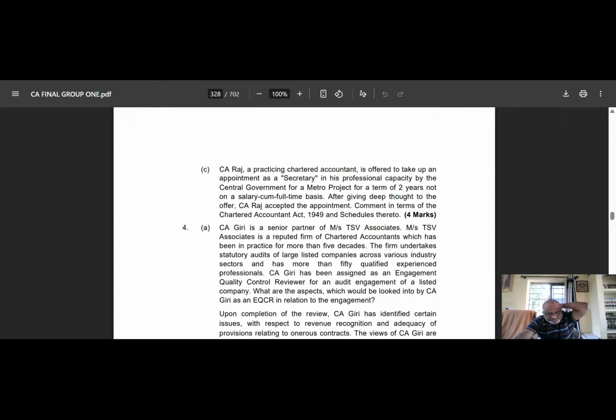Next question, question number 3 of C. CA Raj, a practicing chartered accountant, is offered an appointment as a secretary in his professional capacity by the central government for a metro project for a term of 2 years on a salary cum full-time basis. After giving deep thought to the offer, CA Raj accepted the appointment. Comment in terms of the Chartered Accountants Act 1949 and the schedule thereto.